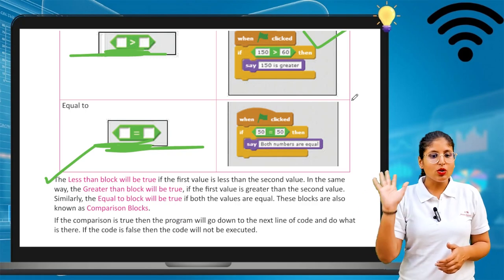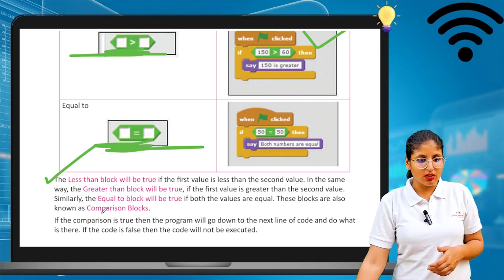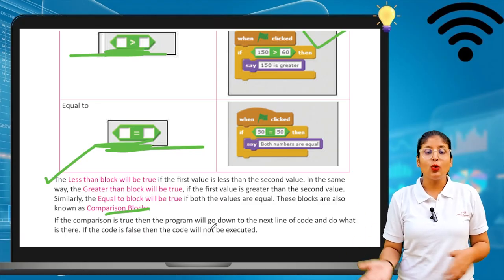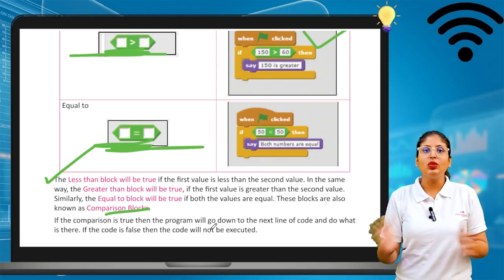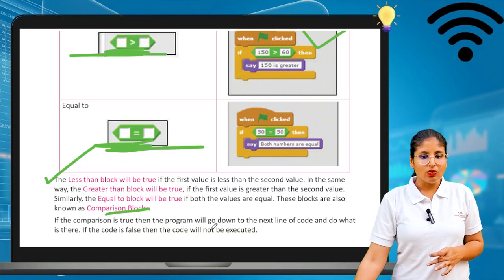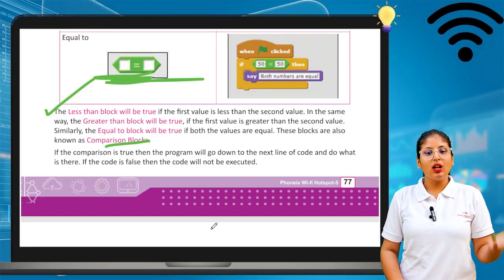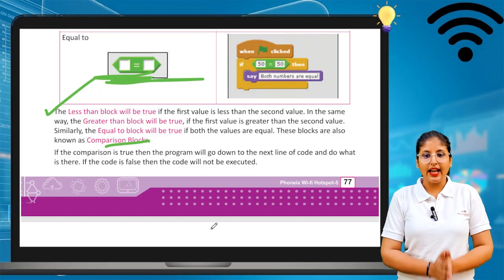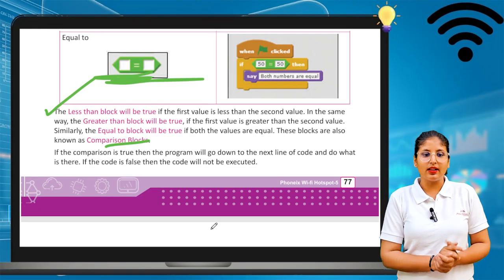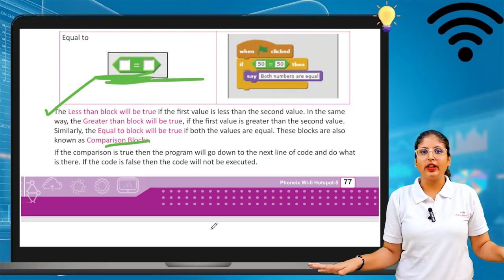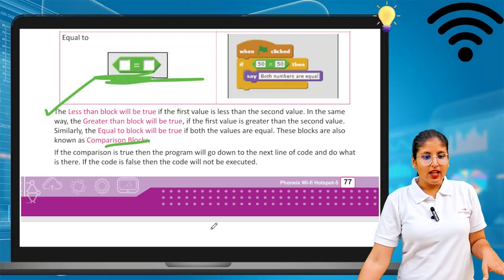These blocks are also known as comparison blocks. Relational block, comparison block, we can say either, because we are comparing two numbers in it. So if the comparison is true, then the program will go down to the next line of the code and do what is there. If the comparison is false, then the code will not be executed. So this is how it works.